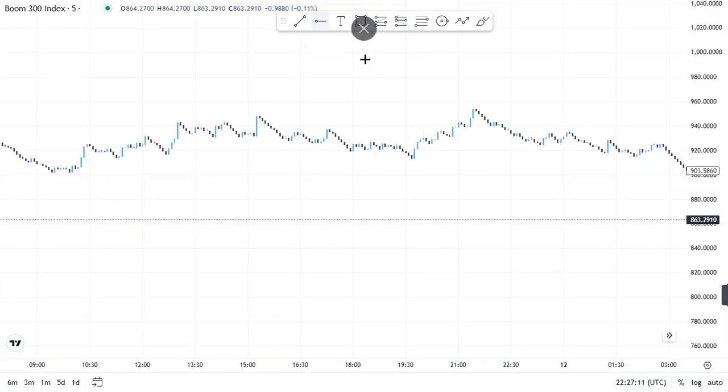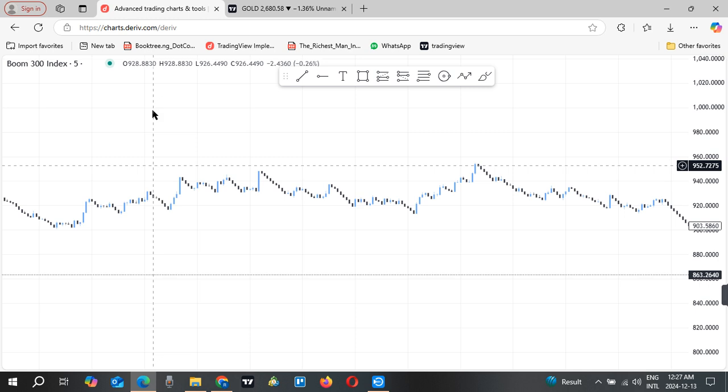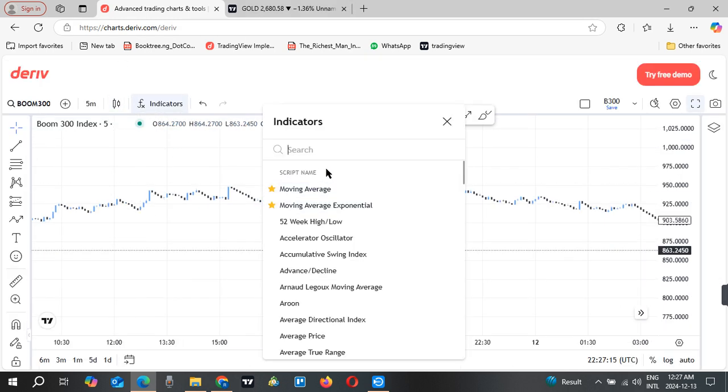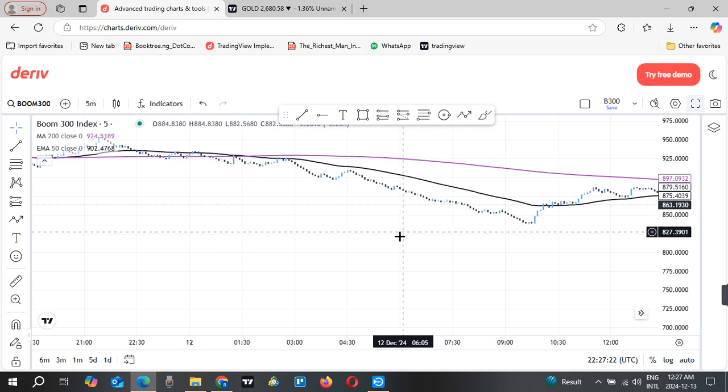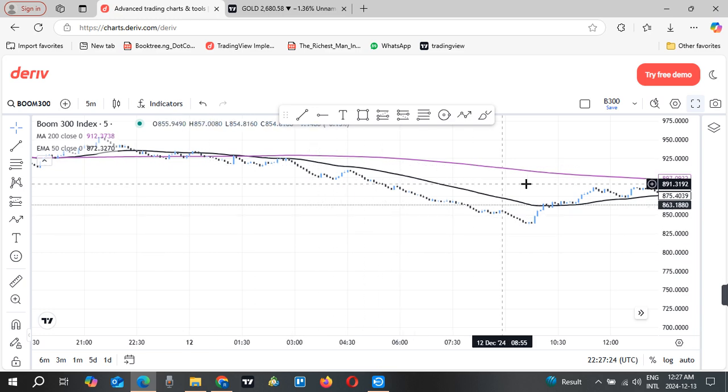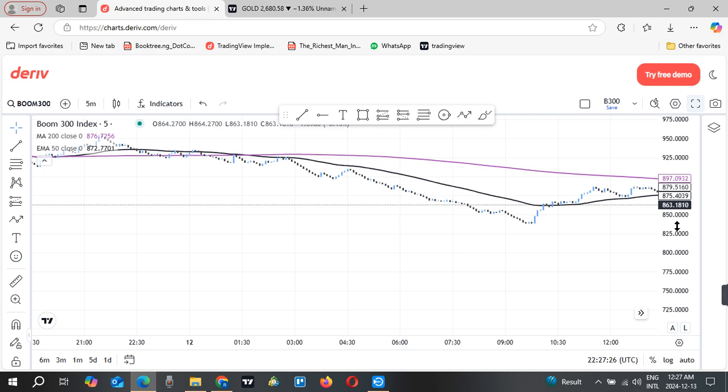So over here, the moving averages that we're going to be using, let me just add them as moving averages. First of all, we're going to be using the 50 and the 200 moving averages. Those are the two moving averages that we're going to be using, those two alone, right?